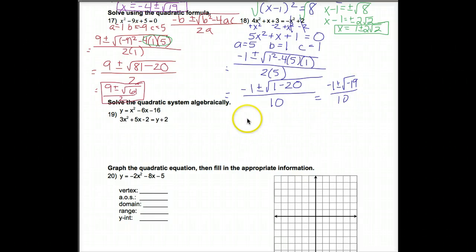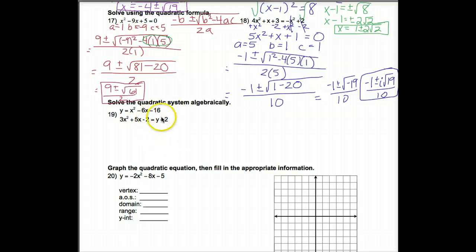I know I have to simplify there because I can't leave a negative under a radical. That brings out an i. So negative 1 plus or minus i radical 19 over 10. Now, there's nothing else I can do with that radical. 19 doesn't have any perfect square factors, no reducing in this case. So that is going to be it.